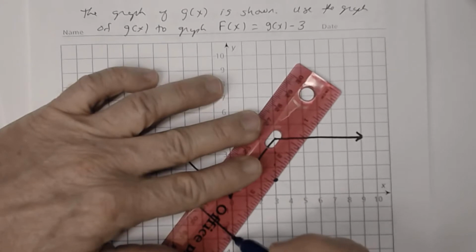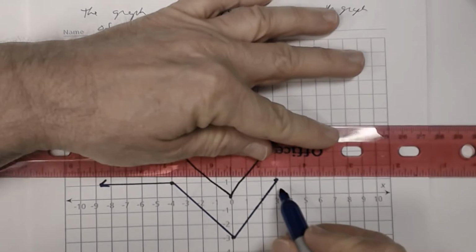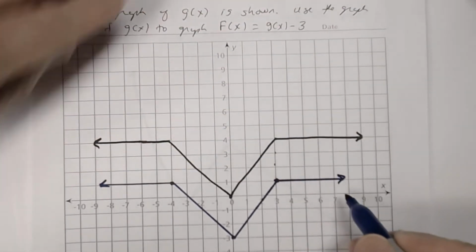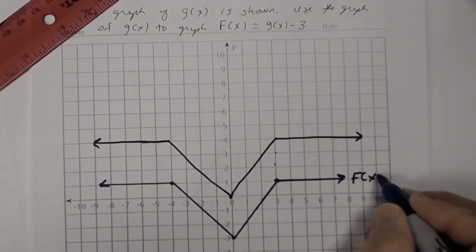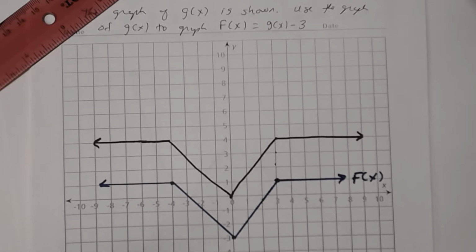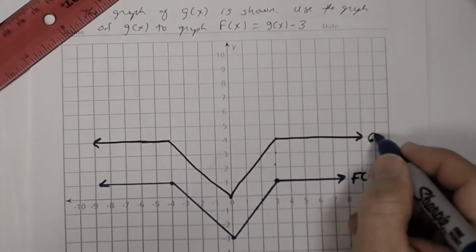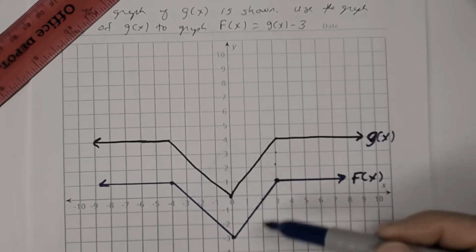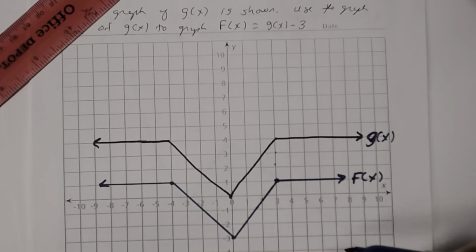You just have to remember those properties about translations. And don't forget the arrows, and there you go. I would go ahead and label this f of x, and I would say this right here was g of x, a lowercase g of x. And that's it. You can tell, everything shifted down the same amount of distance. That's what translation is, the same distance.